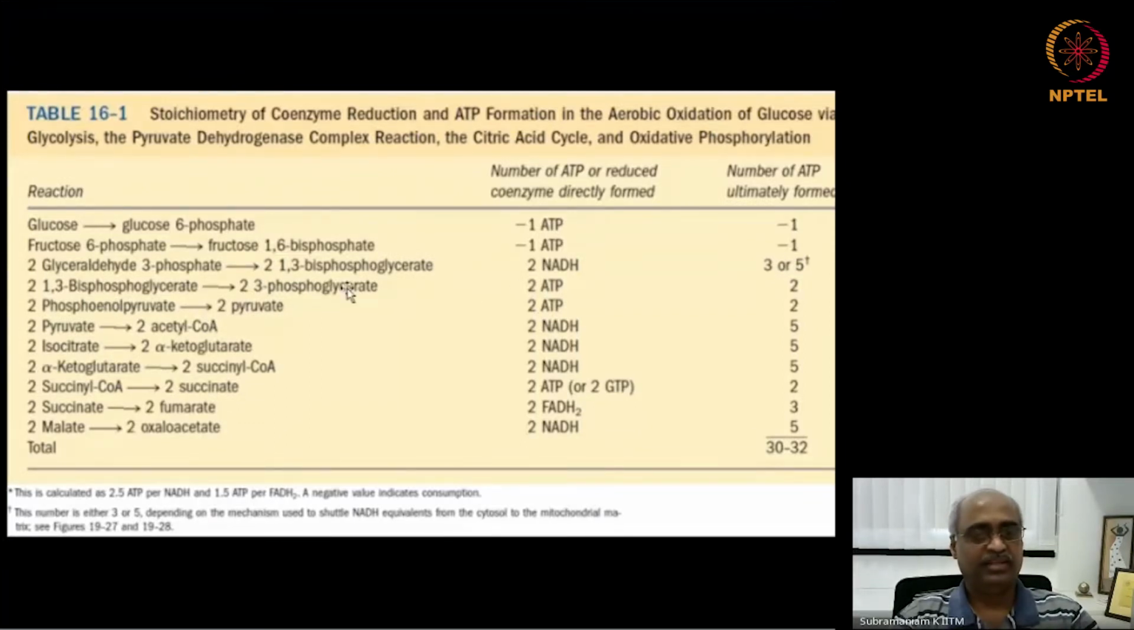Then in this step, 2 ATP, then phosphoenolpyruvate to pyruvate 2 ATP, the 2 substrate level phosphorylations we saw in glycolysis. Okay, at that time I told you substrate level phosphorylation is from substrate, the high energy bond cleavage is used to make ATP, and the phosphate group is transferred from the substrate to the ADP.